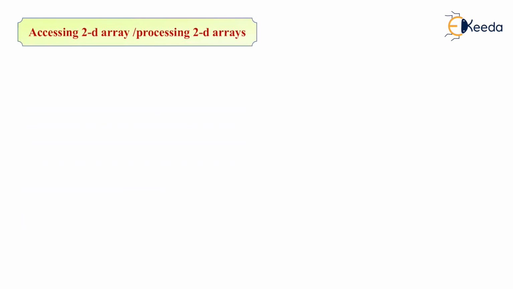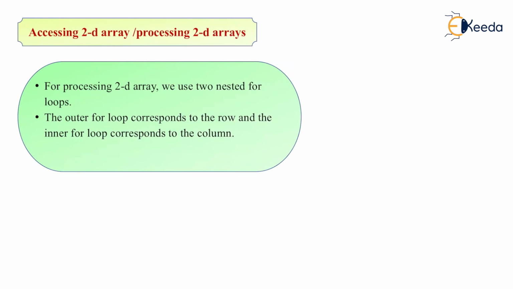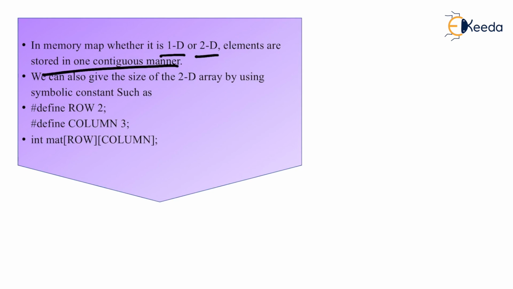Now, accessing or processing a two-dimensional array. For processing a two-dimensional array, we use two nested for loops. The outer for loop corresponds to the rows and the inner for loop is for the columns. For example, int a[4][5]. As we have seen, #define ROW 2 and #define COLUMN 3, so int mat[ROW][COLUMN], right? Through that you can define your rows and columns.